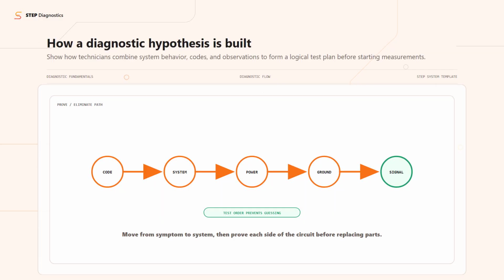Start with the system's behavior before the fault developed. Add in what the ECU can actually observe, the complaint, and any scan data or visual clues. This forms your working hypothesis, what could be wrong, and how you will prove it.